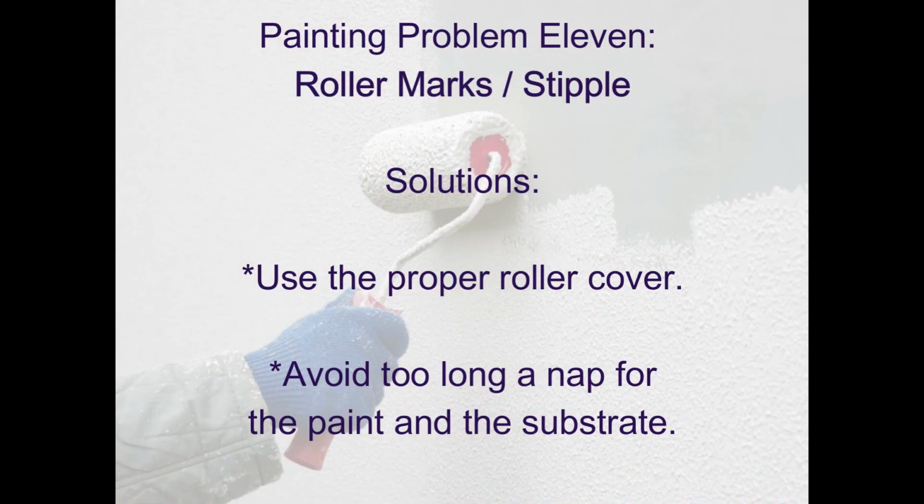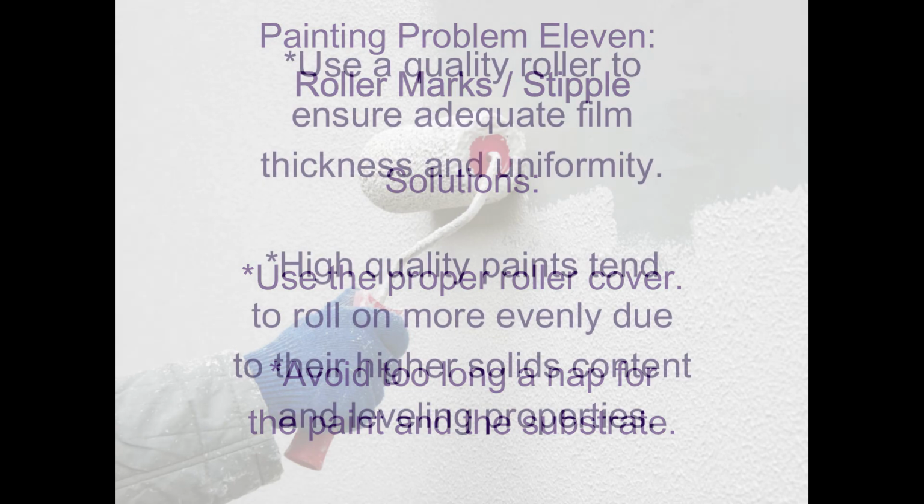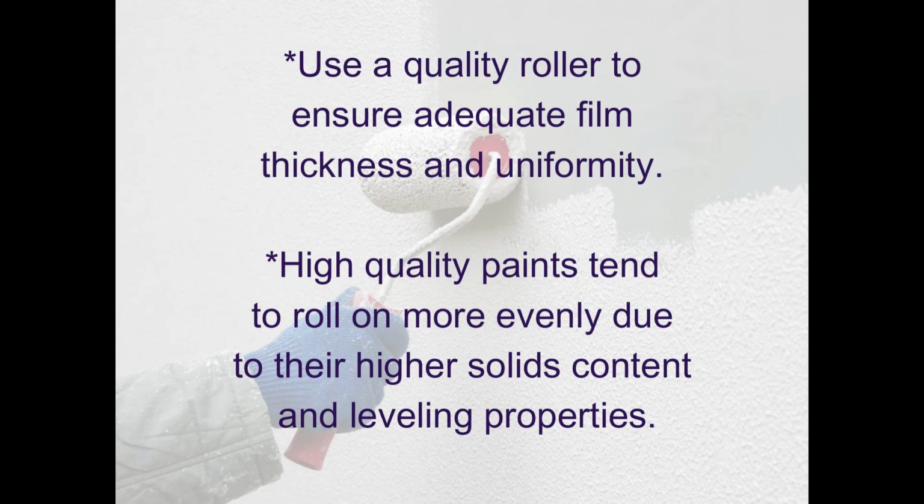Painting problem 11, roller marks, stipple. Solutions: use the proper roller cover. Avoid too long a nap for the paint and the substrate. Use a quality roller to ensure adequate film thickness and uniformity. High quality paints tend to roll on more evenly due to their higher solids content and leveling properties.